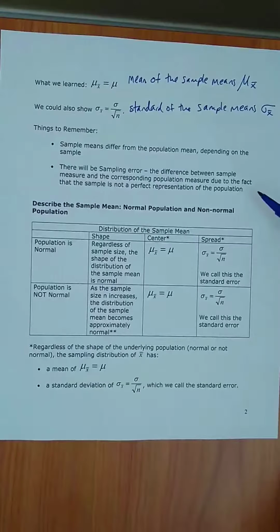So sampling error is the difference between the sample measure and the corresponding population measure due to the fact that the sample is not a perfect representation of the population. So when we had those little pairs of 2 students, sometimes we had the 2 highest scoring students, sometimes we had the 2 lowest scoring students, sometimes we had 2 students that were kind of in the middle. So it just depends on which sample you take, how closely that matches the true population.